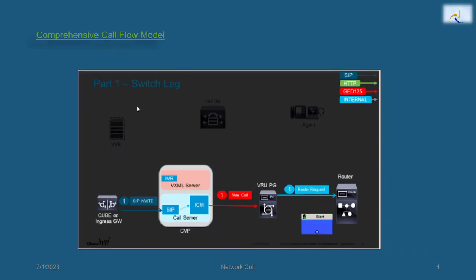This is the switch leg where the call is coming from the CUBE. Invite is sent to the CVP call server. The SIP subsystem captures the SIP information, then leads to the ICM subsystem. Then the new call message goes to the VRU PG and a route request goes to the router, and then the script will invoke.